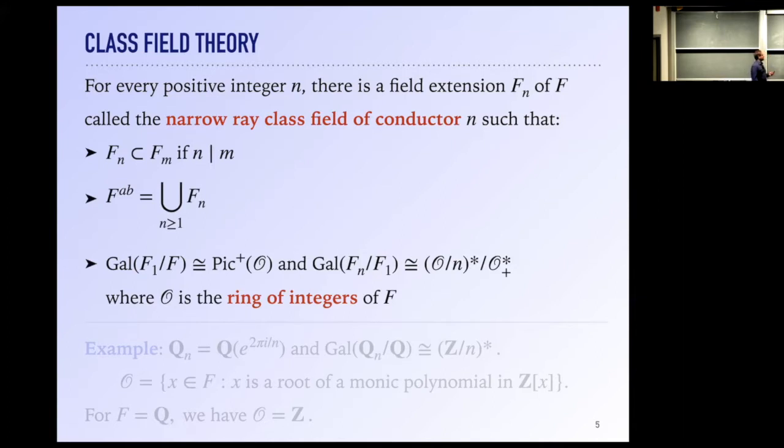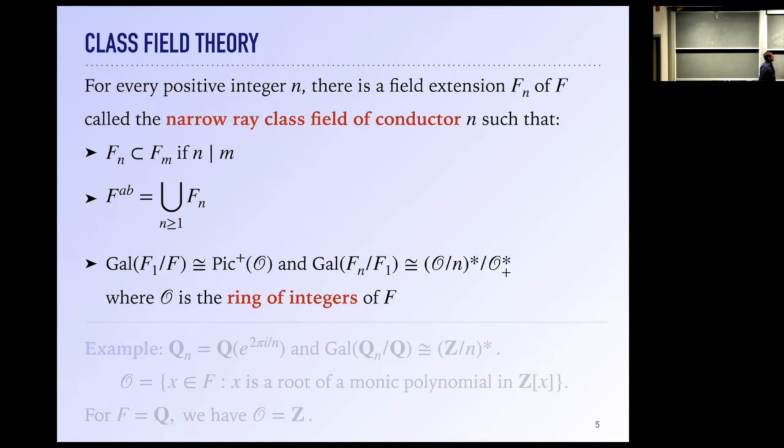Namely, F_n is contained in F_m if n divides m, right? The field of nth roots of unity is contained in the field of mth roots of unity if n divides m. And the maximal abelian extension is obtained by taking the union of all of them inside of, say, Q bar. And the last thing that we know is that class field theory tells you the Galois groups of these extensions. I won't tell you the full Galois group of F_n over F, it's a little bit complicated, but I'll tell you what the Galois group of F_1 over F is.